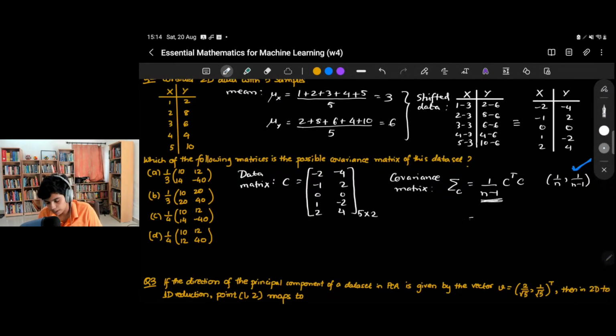So we can just find it out. So 1 over n is 5 in our case, 5 minus 1. C transpose. So this is C. The C transpose would be switching the rows and columns. So rows become columns, columns become rows. Let me write it down a little bit over here. Sigma C is 1 over 5 minus 1. Then C transpose, -2, -1, 0, 1, 2. This is C transpose and then C.